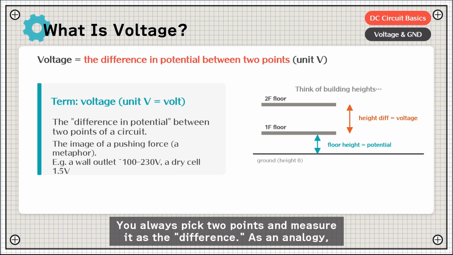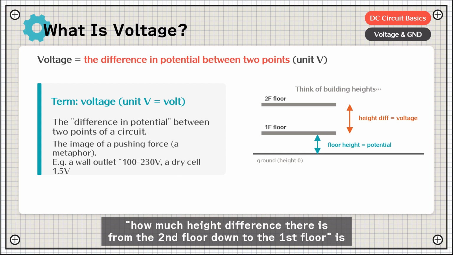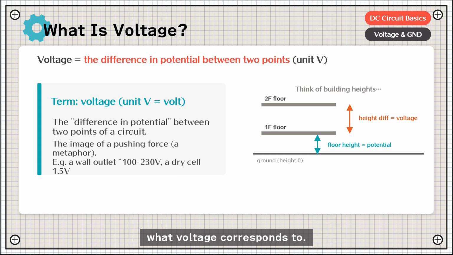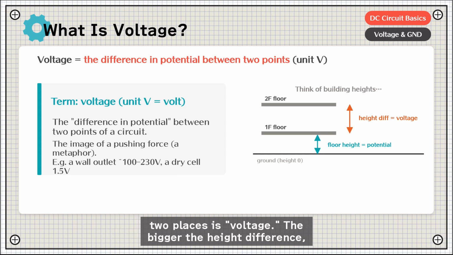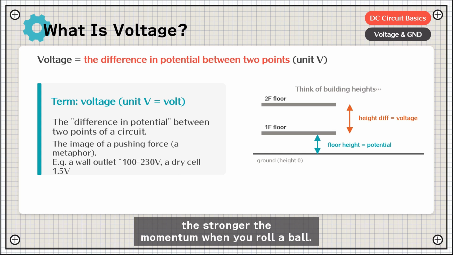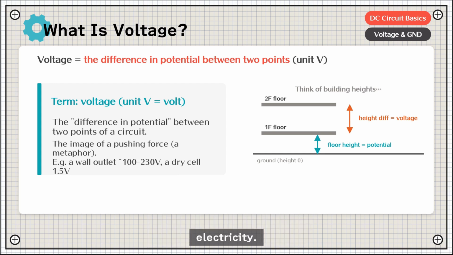You always pick 2 points and measure it as the difference. As an analogy, it's just like height. Think of the second and first floors of a building. How much height difference there is from the second floor down to the first floor is what voltage corresponds to. A place's height itself corresponds to potential, and the height difference of 2 places is voltage. The bigger the height difference, the stronger the momentum when you roll a ball. Picture the size of that difference as the size of the force that pushes electricity.